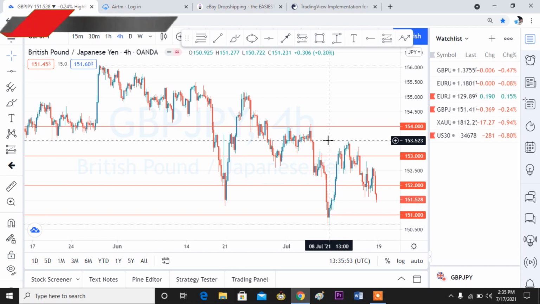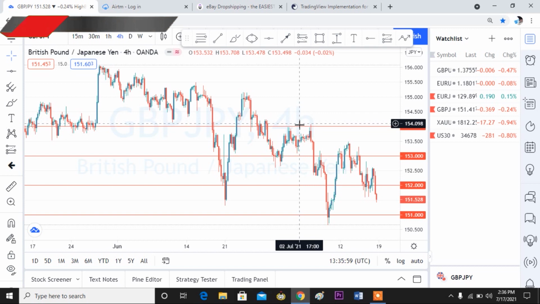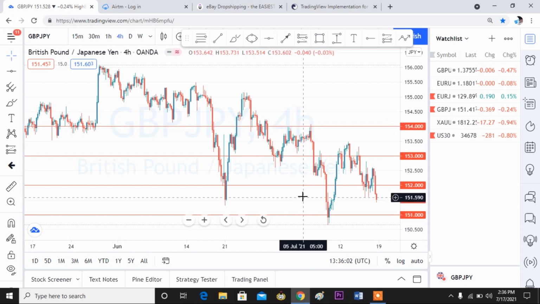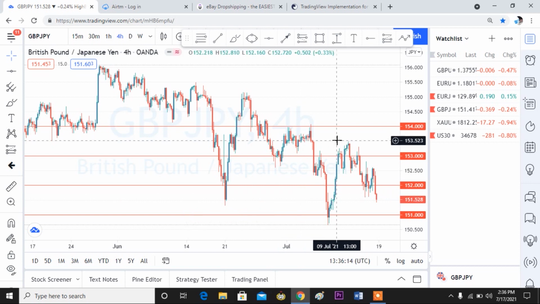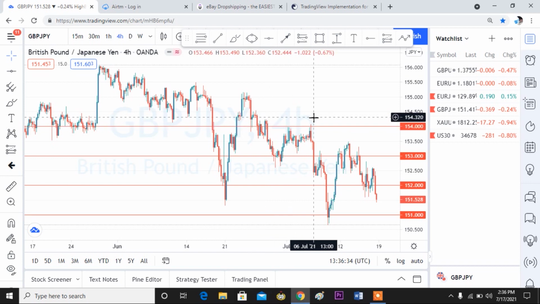Now take a look at these levels. Remember we said they act as support and resistance levels. All these ones here are called the main psychological levels. We have two types: the main psychological level and the sub psychological level. The ones that end with double zeros or triple zeros, depending on the pair we're dealing with, are called the main psychological levels. And notice how price reacts at these levels. Here we notice when price got to this level, price reacted, got rejected, and price went down.